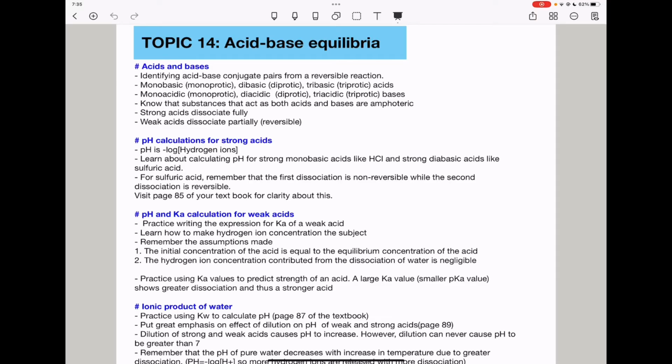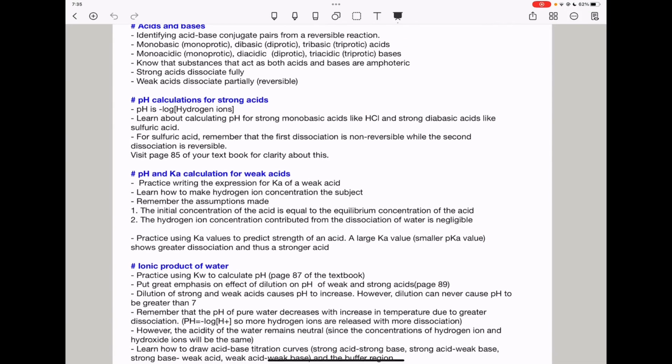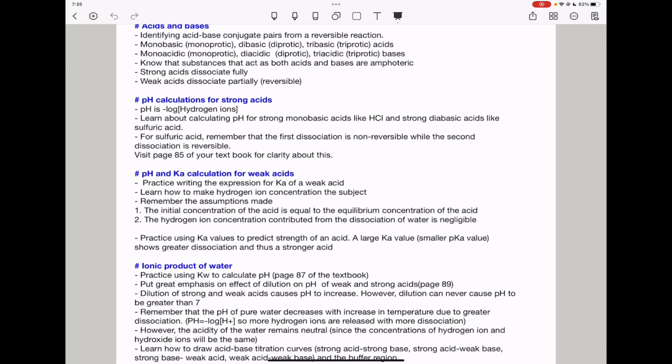The first dissociation, losing the first proton, is going to be full dissociation to produce HSO4 minus. However, to convert HSO4 minus to SO4 2 minus, you will need to go through a reversible reaction in which the Ka for that has to be given so that you can find the pH of the specific acid. They could ask you to calculate pH or Ka for weak acids.